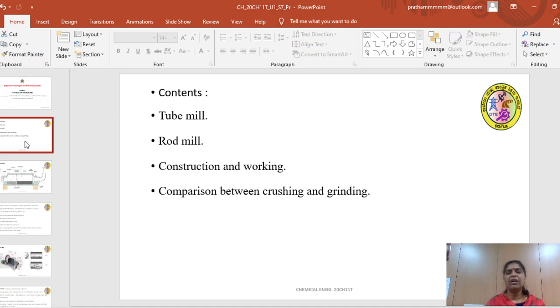So then we have also learnt about the advantages of using the ball mill, the speed at which the ball mill usually operates, and at what volume the balls should be filled into the ball mill. All that we have learnt in the last session. So in continuation with that, we will learn today about the tube mill and rod mill.